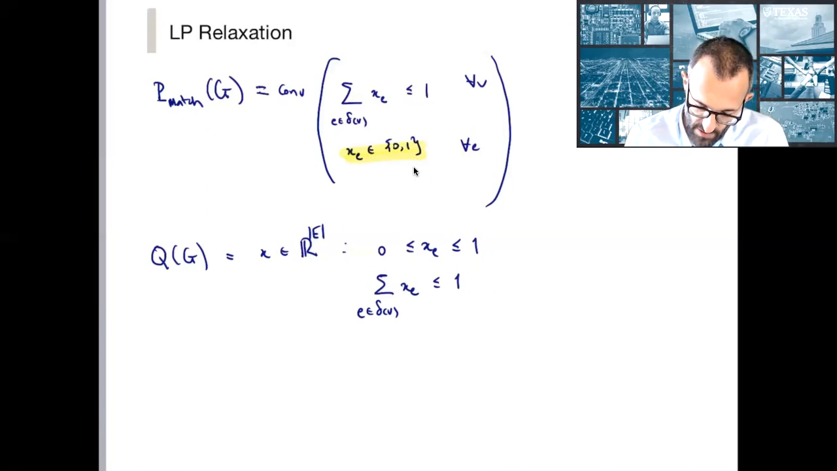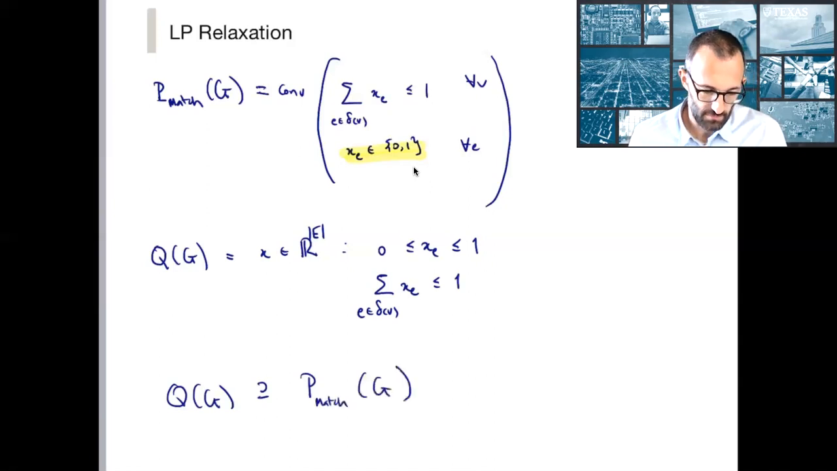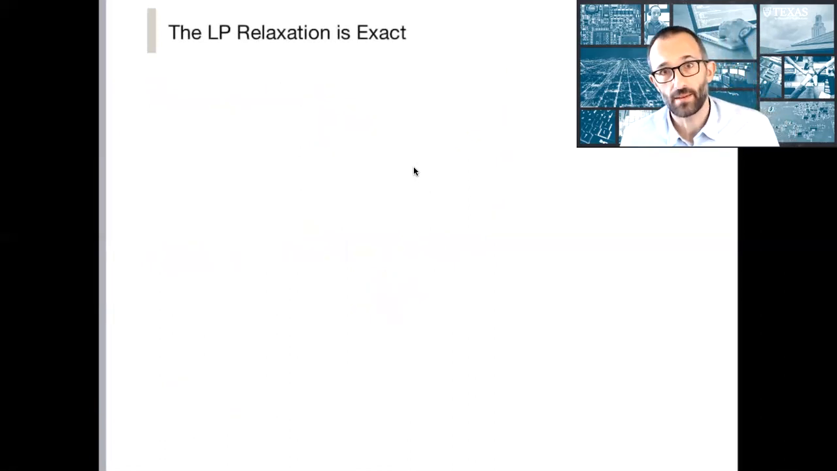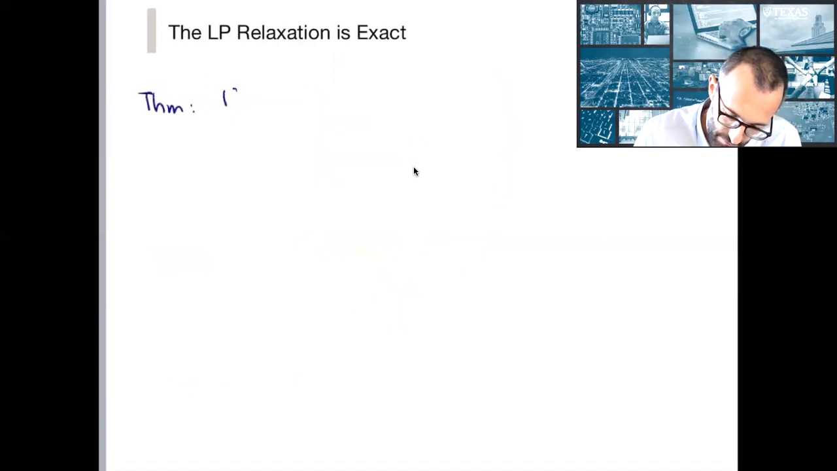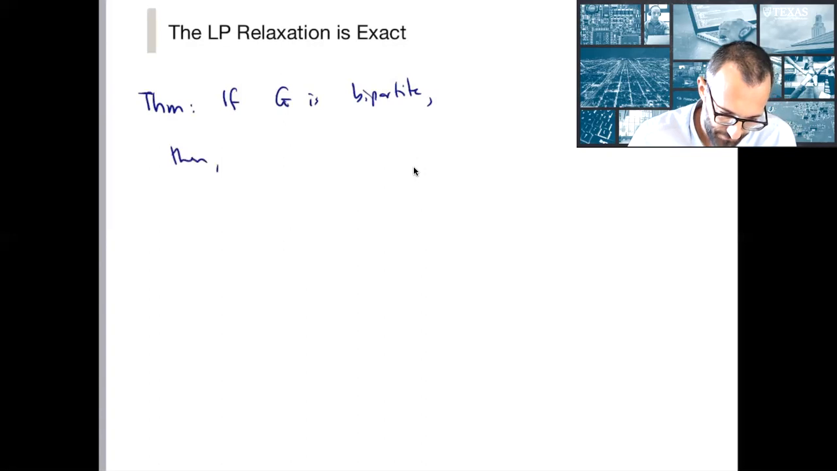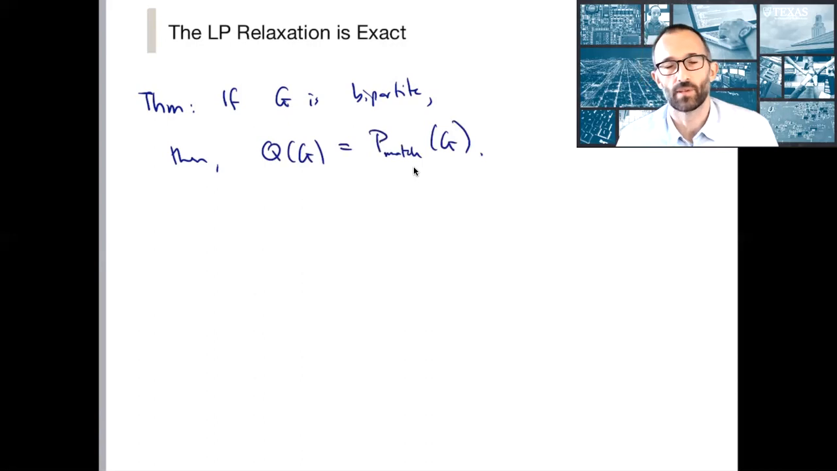It's immediate to see that Q of G, by virtue of being a relaxation, is a superset of P match of G. It turns out that if G is a bipartite graph, this relaxation is exact: Q of G is in fact equal to P match of G. At that point, we can find matchings by solving linear programs, investigate what duality does, and leverage all the tools that we have so far.